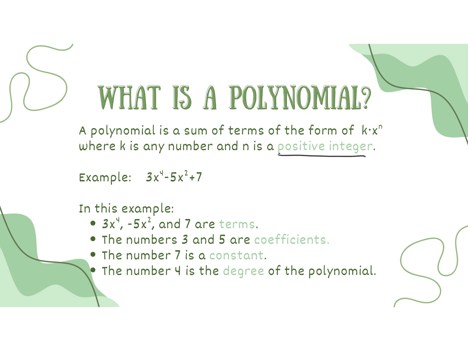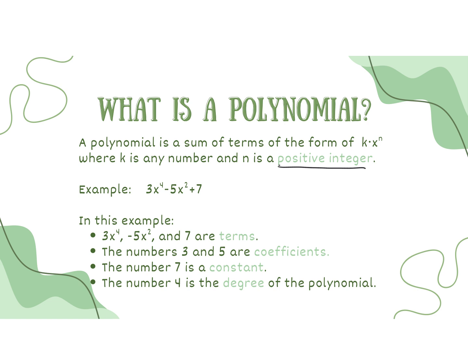For example, something like 3x to the power of 4 minus 5x to the power of 2 plus 7 is a polynomial, right? All of these have positive whole number exponents. Even something like 7 that doesn't have a variable, just the number by itself, does count as a term in our polynomial. Now, in this example, 3x to the 4th, minus 5x squared, and 7 are terms. So terms are just anything that are separated by a plus and a minus.